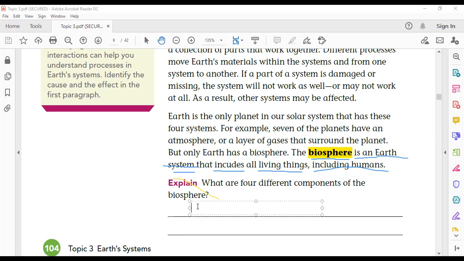Is it talking about the living things in the biosphere or the other things like atmosphere? Look at the question. What are 4 different components of the biosphere? Look at the definition of the biosphere. It is an Earth system that includes all living things, including humans. So what are the 4 components? Animals, excellent. This is the first thing. Animals, you can write, please. Animals, plants, that's right.